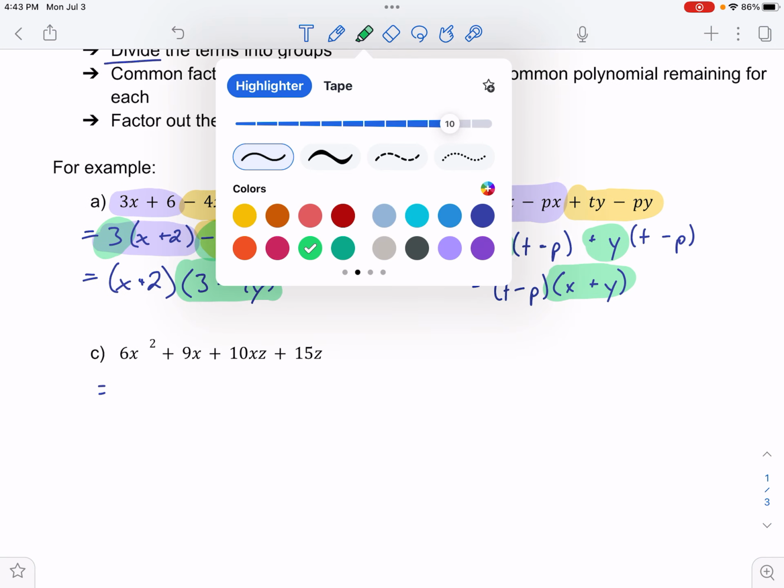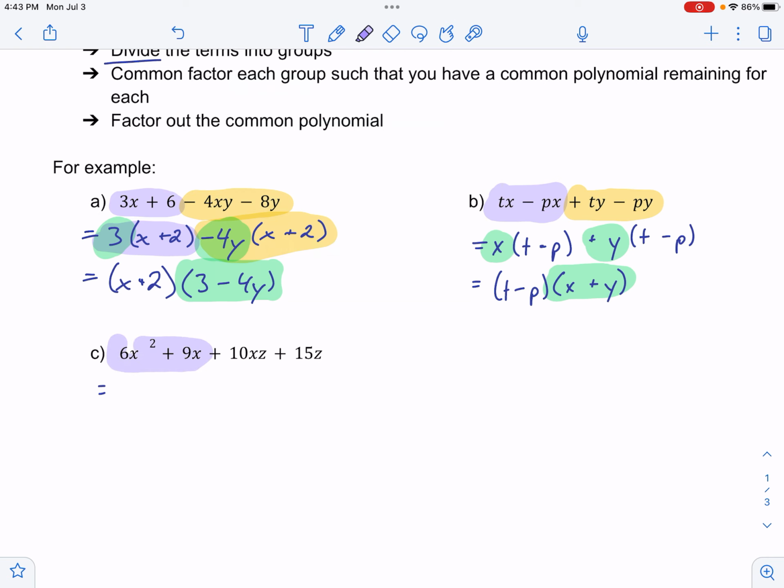Let's take a look. My first two terms are going to be in one group. My second two terms are going to be in the next group. What do they have in common? 3x, bracket 2x plus 3. And in the second group, what they have in common is a 5z. And what remains is 2x plus 3.